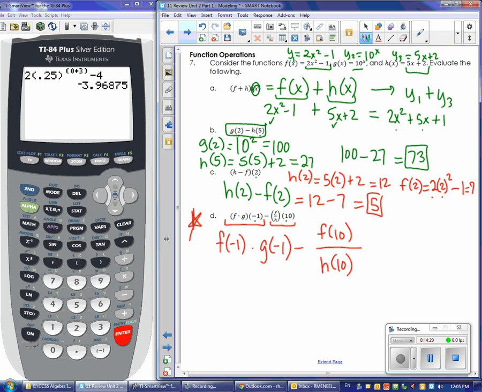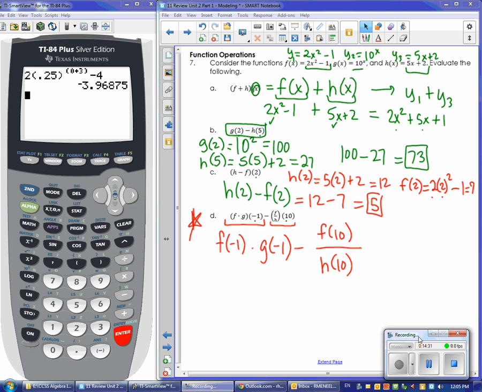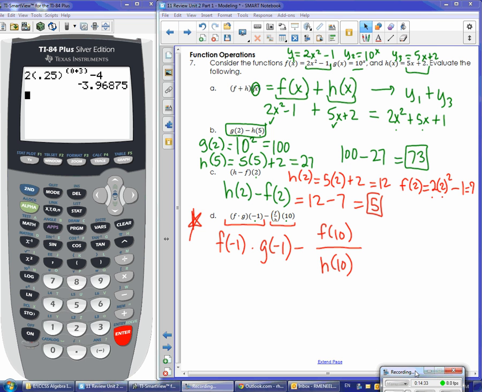So what I'm going to do off to the side here is I'm just going to evaluate each one of these little pieces. Okay, so f of negative 1, I'm going to plug a negative 1 into my f function. 2 times negative 1 squared minus 1. Well, negative 1 squared is a positive 1. When I multiply that by 2, I get 2. And 2 minus 1 gives me 1. You can also just plug that into your calculator.